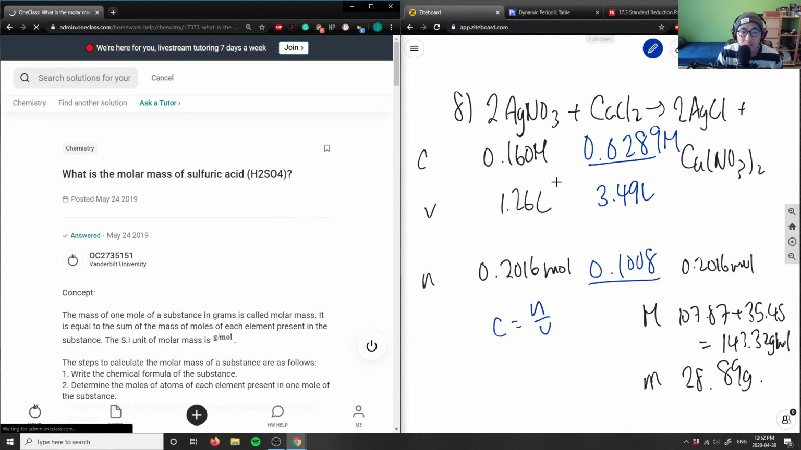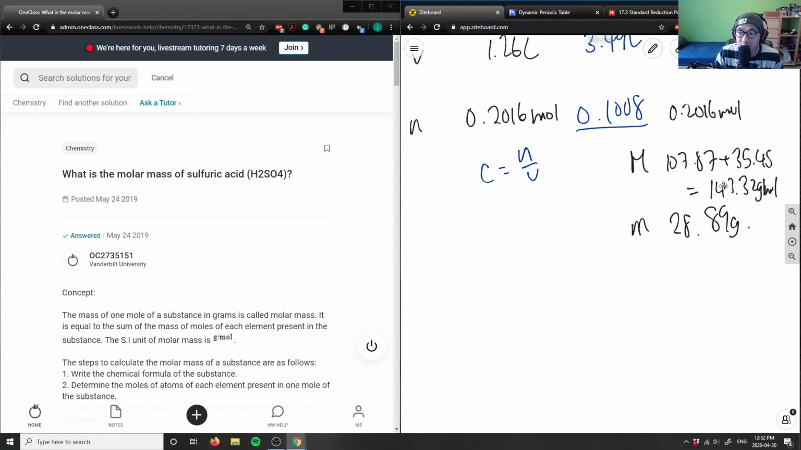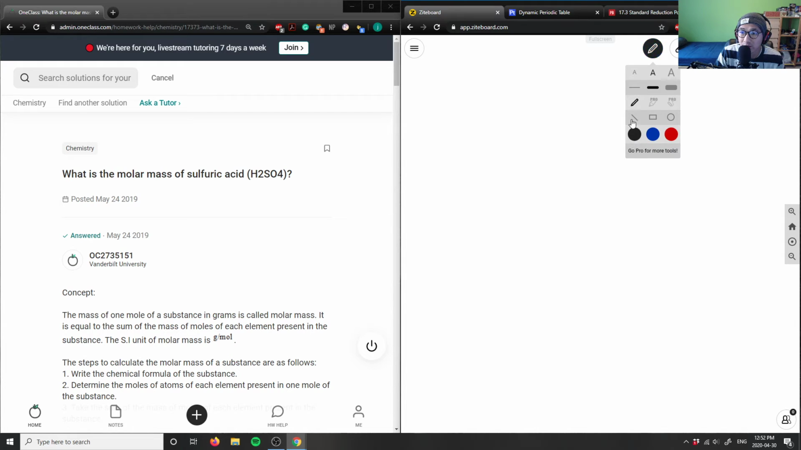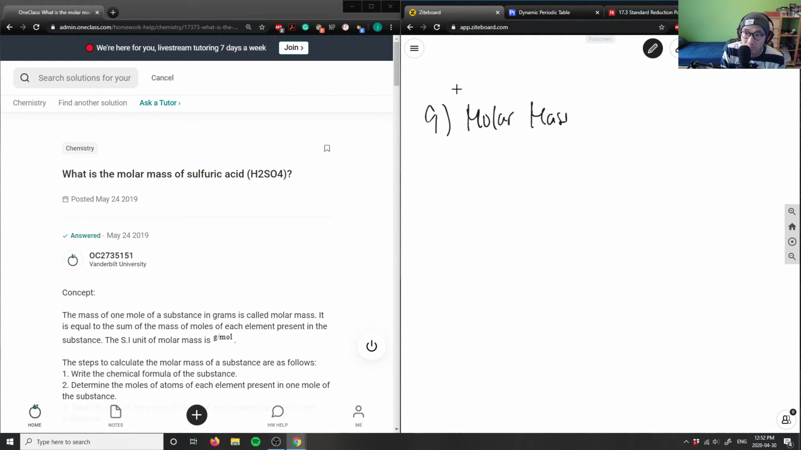So that's number 8. Number 9 is asking again a molar mass question of sulfuric acid. So again, very, very easy. Molar mass questions are very, very easy to solve because you simply just have to look at the periodic table here. So number 9 is again the molar mass of H2SO4. So you want to break H2SO4 down to its atoms, right? So we have H, S, and O.